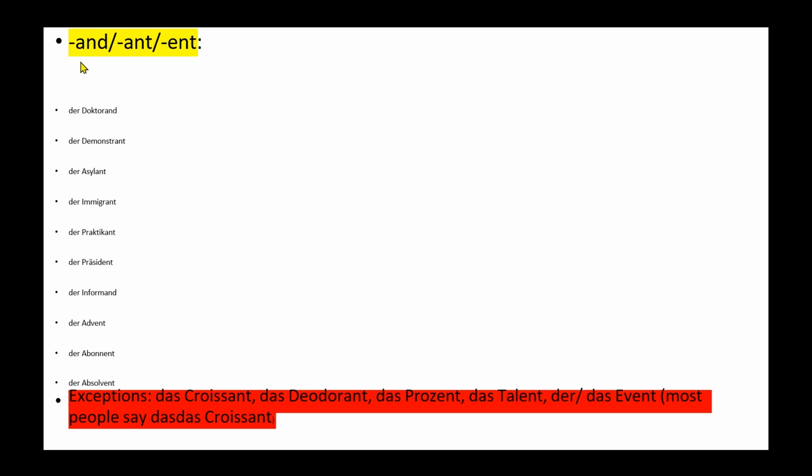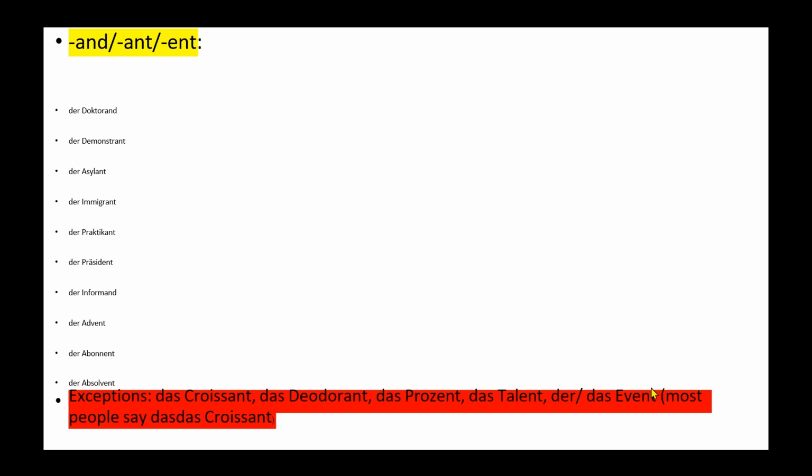Here it's more of the endings AND, ANT, and ENT. They're Doktorand, Demonstrant, Assailant, Immigrant, Praktikant, Präsident, Informant, Advent, Abhorrent, Absolvent. So all these words have these endings, so they fall under their category. But here we can see we have exceptions, and you only have to learn these exceptions, with this ending, and these are the exceptions.